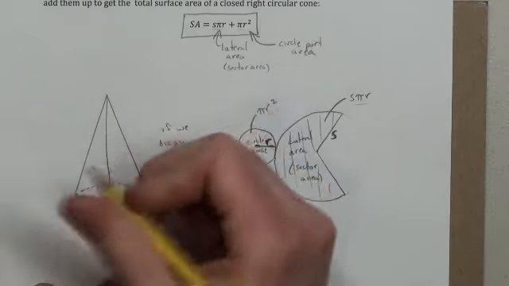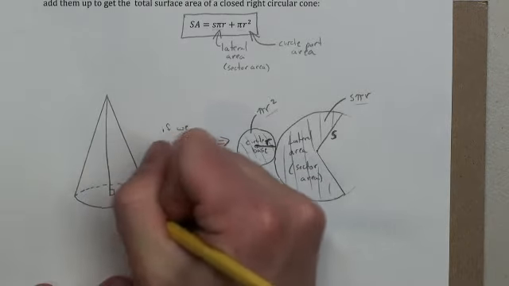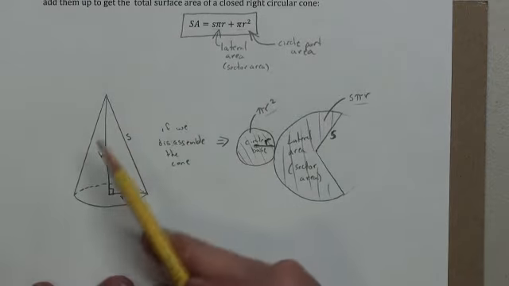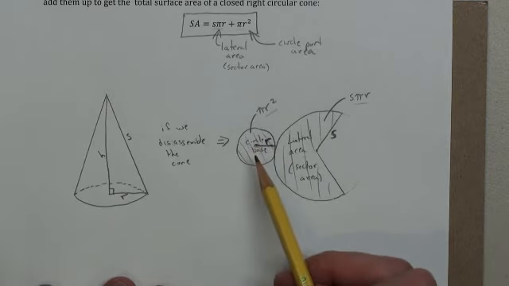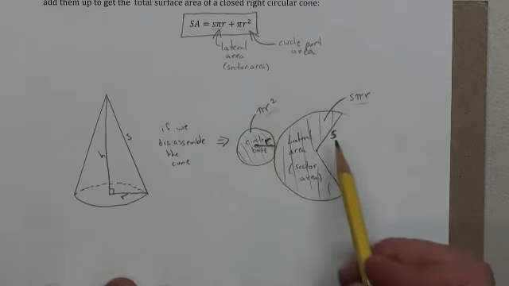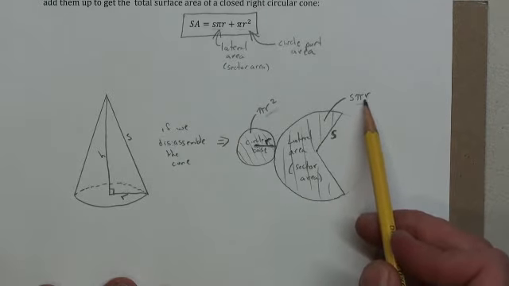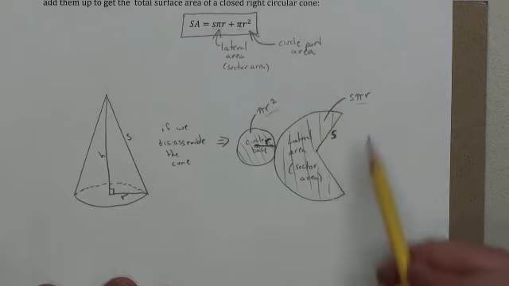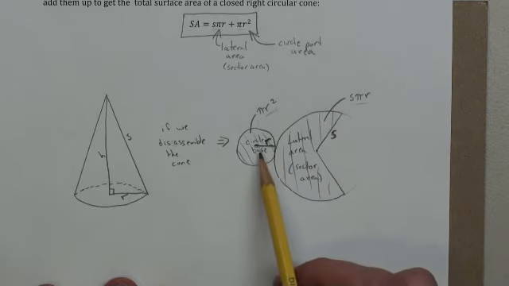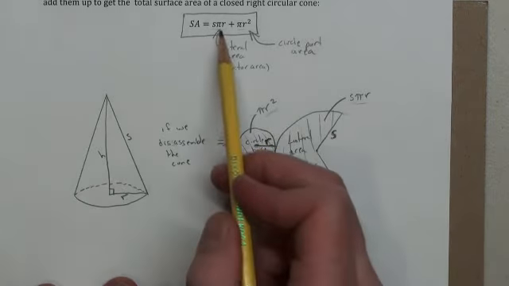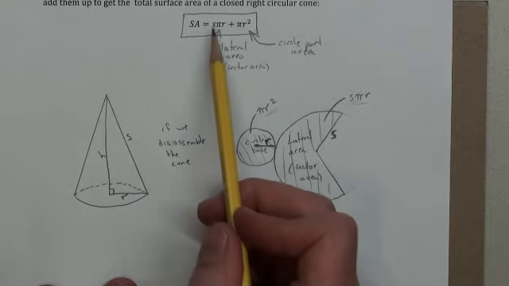So let's put it in here. This is our R, this is our H, and this is our S. When we disassemble this cone, we get a circular base whose area is pi r squared, and we get a sector of a circle. The area of this sector is the slant height times pi times the radius. So when we want the total surface area, we add the circle base, pi r squared, plus the sector area, S pi r. And that's how you get your total surface area. Now let's move on.